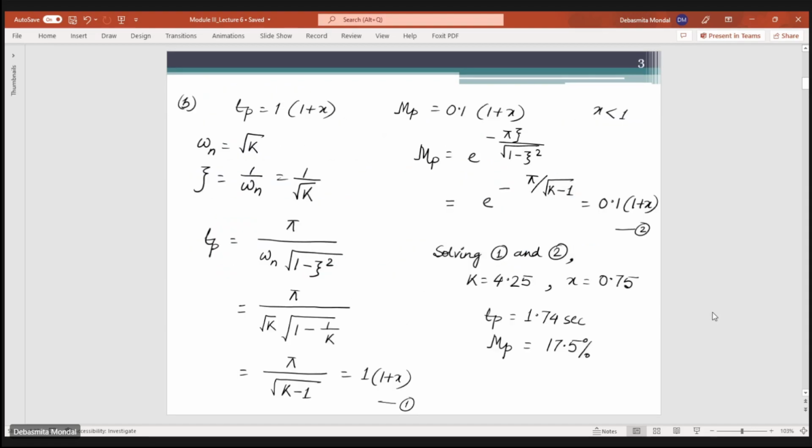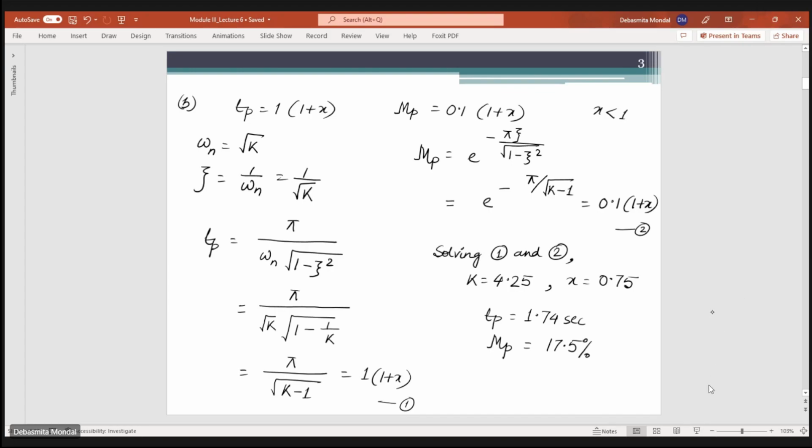Okay, so they are violated by the same percentage. Now let's assume that the value of TP is changing from 1 second by some percentage, let's say x. Then you can write that TP will be equal to 1 multiplied by 1 plus x.